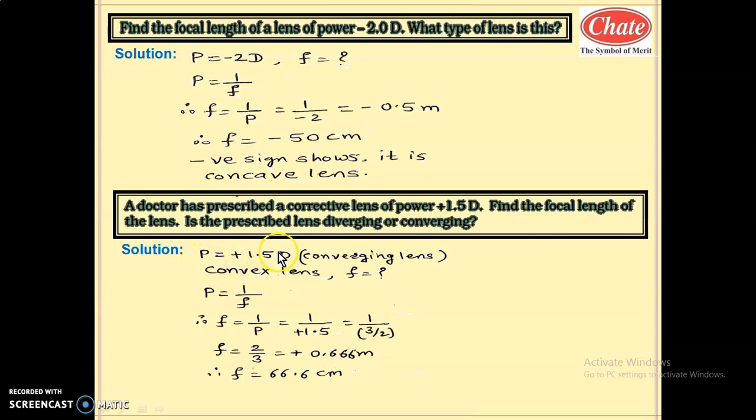So power is plus 1.5 diopter. It is a convex lens. Let us find the focal length. Power equal to 1 by F. So F equal to 1 by P, means focal length is the reciprocal of power. Power is the reciprocal of focal length. Put the value of power. It is plus 1.5, means it is 3 by 2. 1 by 3 by 2. So focal length is 2 by 3. 2 by 3 means plus 0.666 meter. Means focal length for this case is plus 66.6 centimeter.